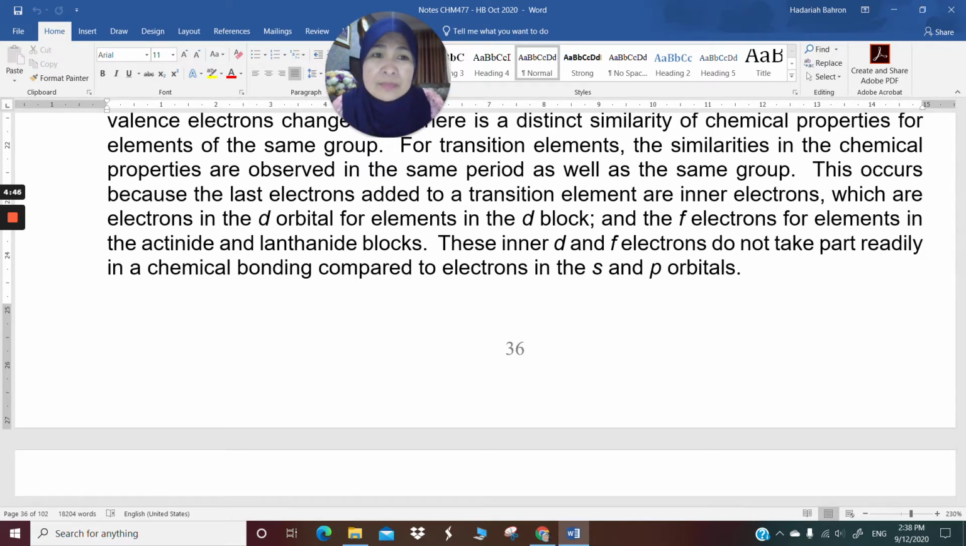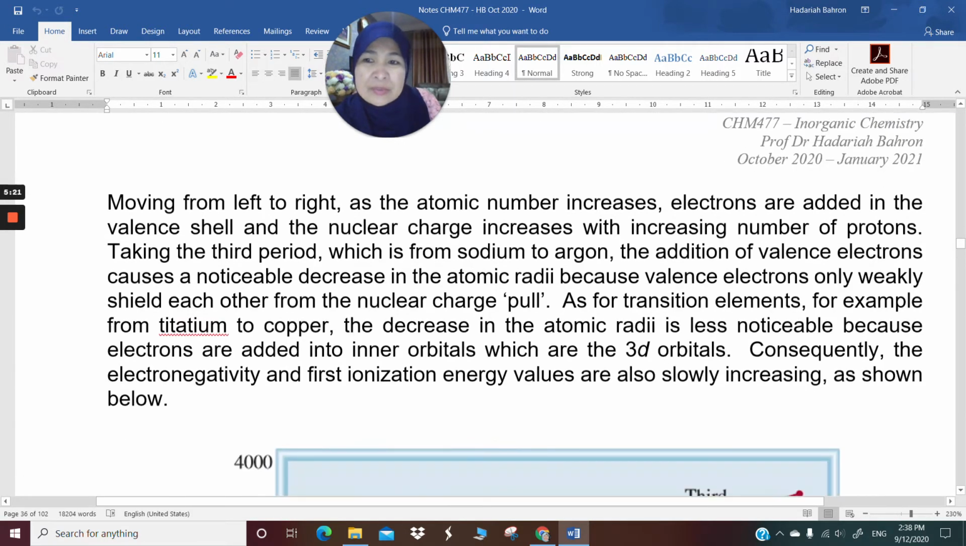Yeah, the same column. This occurs because the last electrons added to a transition element are inner electrons, which are electrons in the d orbitals for elements in the d block, and f electrons for elements in the actinides and the lanthanides block. The inner d and f electrons do not take part readily in chemical bonding compared to the electrons of the s and p orbitals, but they do have some activity going on.